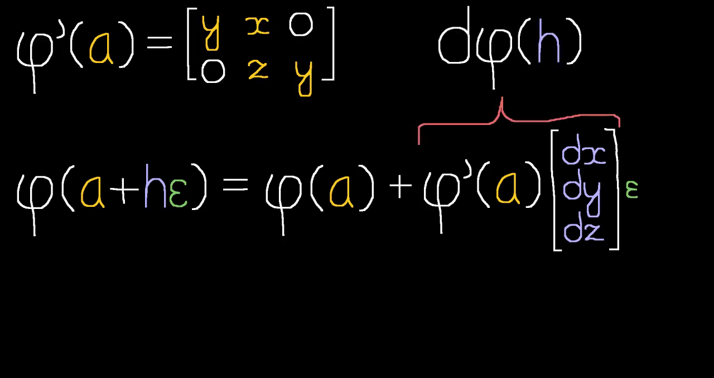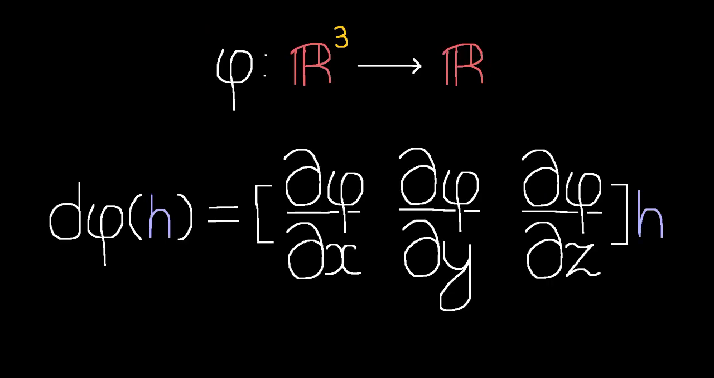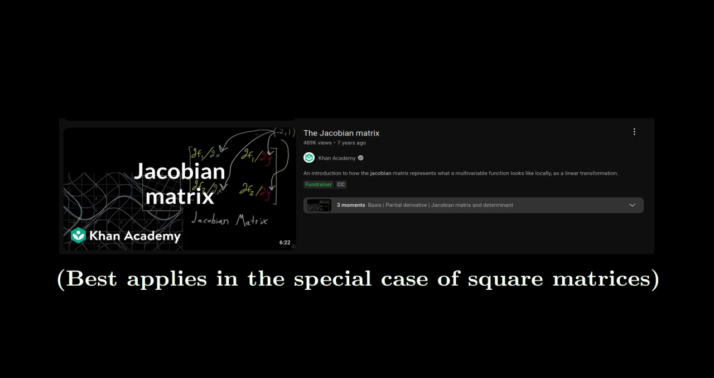Note that this matrix has as many rows as the range has dimensions, and as many columns as the domain has dimensions. In the special case where the range has only one dimension, we can say that the partial derivatives of phi are just the entries of this matrix. And this matrix does have a geometrical significance, which you can learn about in detail in this video that has more views than this one ever will.